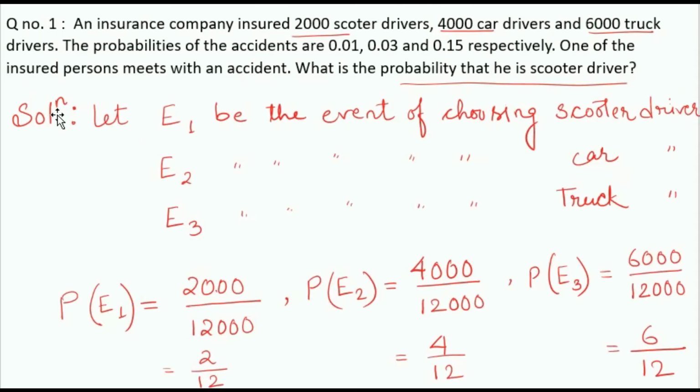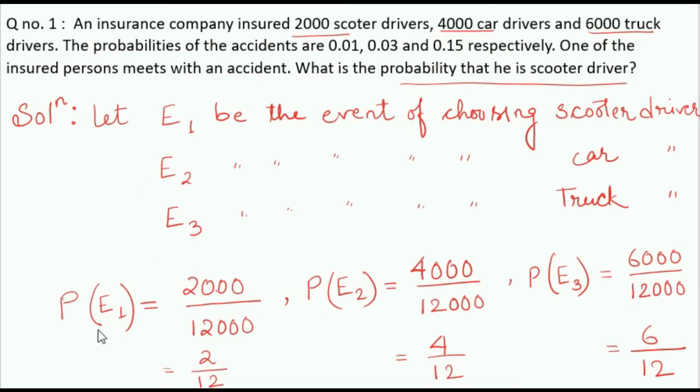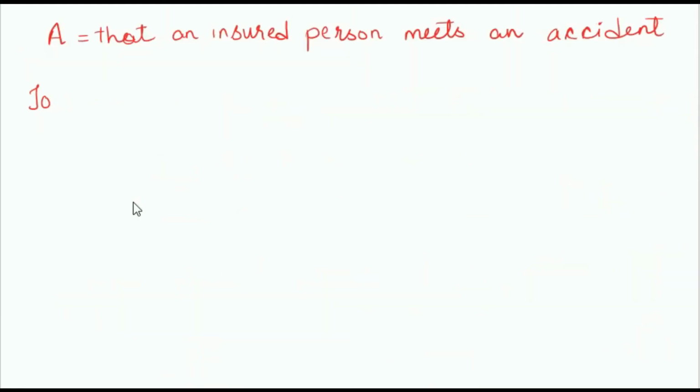Look here. They're asking: one of the insured persons meets an accident, what is the probability that he is a scooter driver? Scooter driver is this. See here we have not considered anything else because there is a condition given. One of the insured persons meets an accident, then he should be a scooter driver. Here these are only insured persons. There is a probability of choosing a scooter driver. We don't know whether he has met an accident or not. So what I have to write here now, what we need to find?